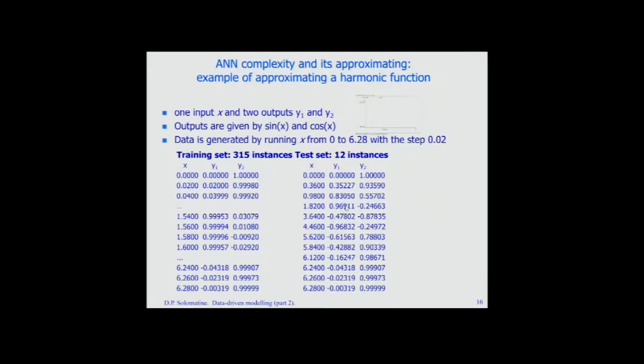Now, I have a test case of 12 instances. They were also generated using the sine and cosine functions, but with a bit of noise deliberately, just to show that there is some difference. So that's what we will do.